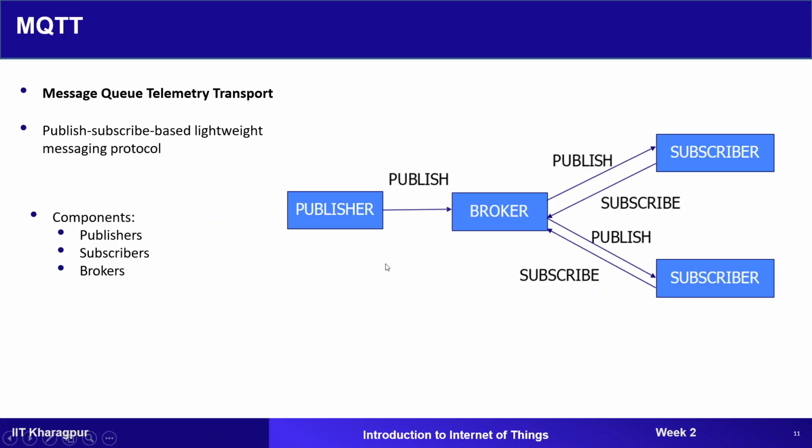This publisher is the sensor which is going to generate the data. The data generated by these sensors or publishers is sent to the broker. This broker is the server which is going to manage the data and further provide the data to various subscribers. These subscribers are the clients which are going to utilize the data.